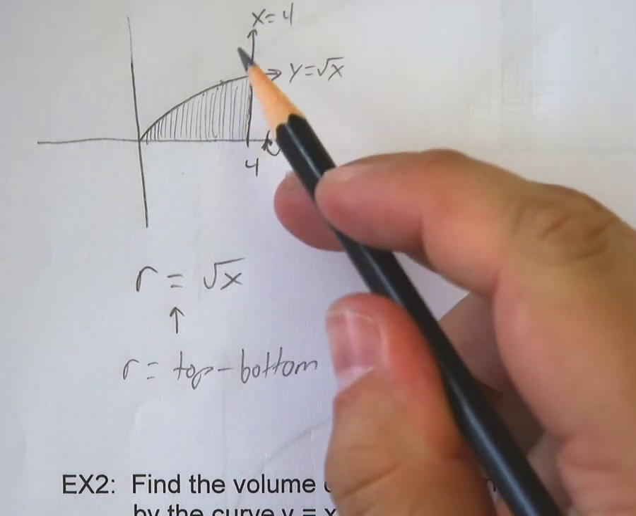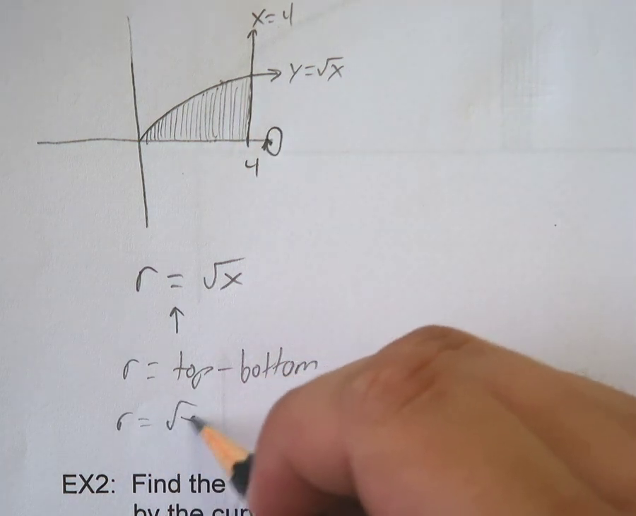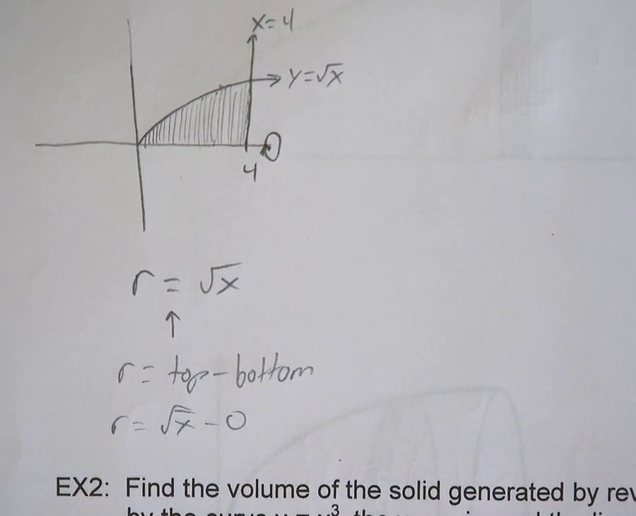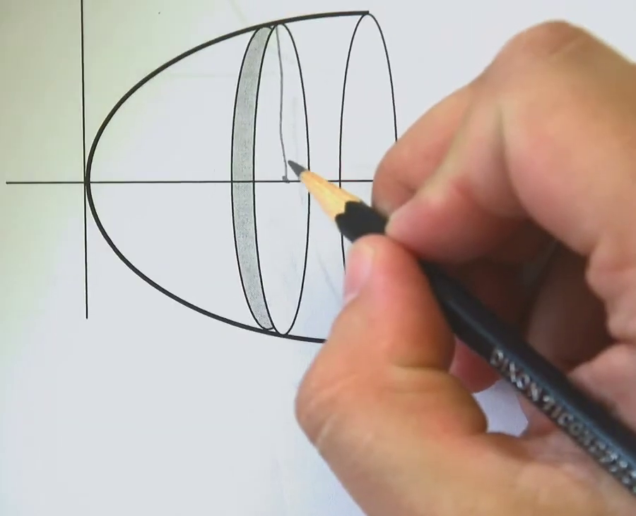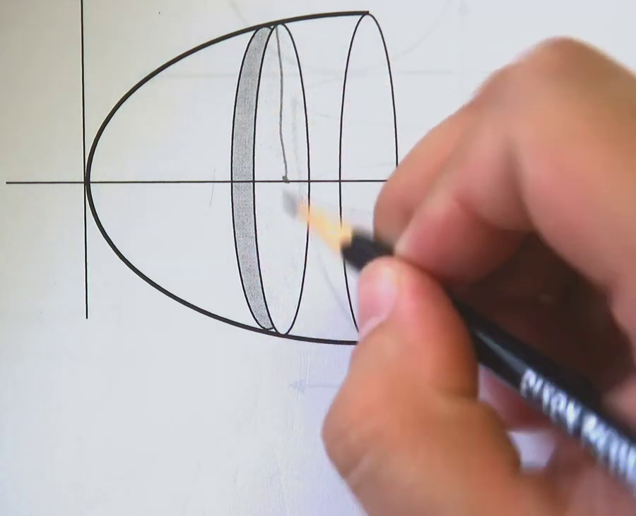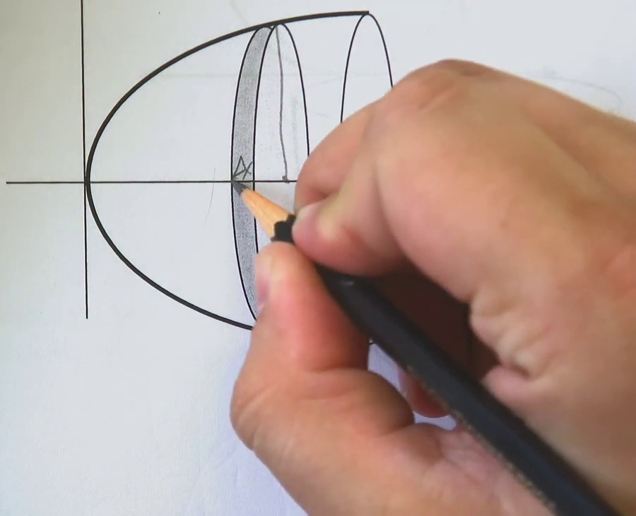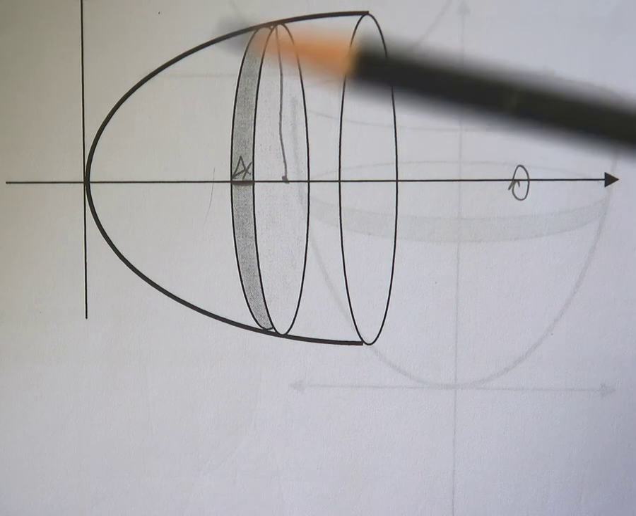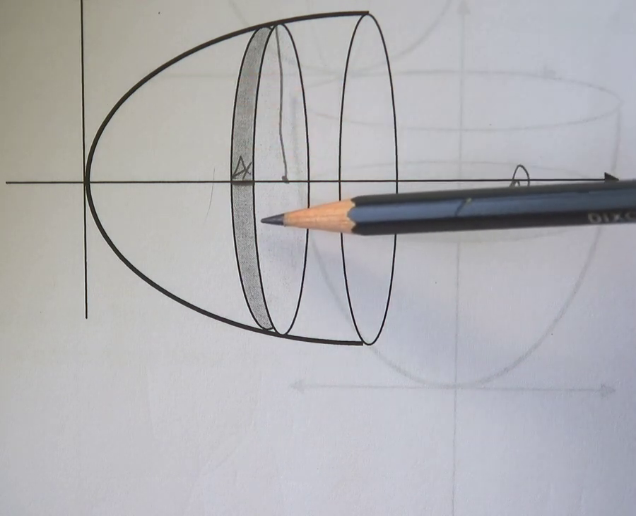The top one is the square root of x, the bottom one is 0. So for this one, the square root of x minus 0 is the square root of x. All right, now think about this in terms of a disk, because what this is going to end up forming is a disk inside, right? You've got this distance here, this is delta x from here to here. And if you revolve it around, you're going to end up forming a disk inside of this thing, right?